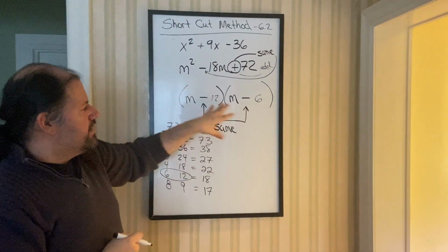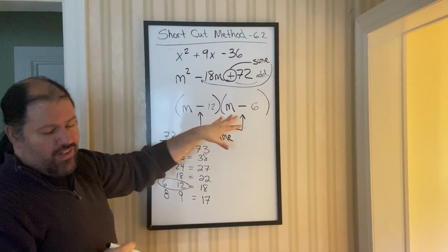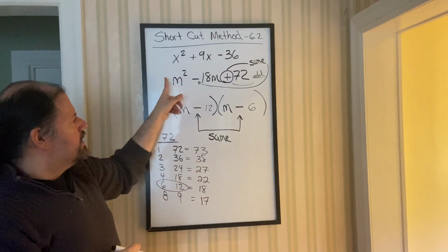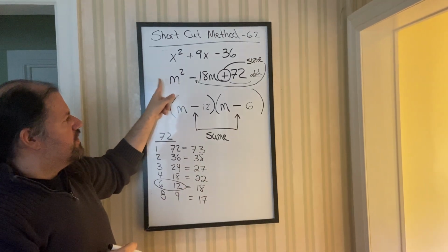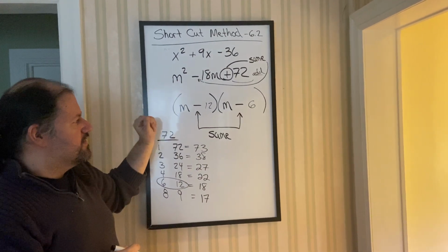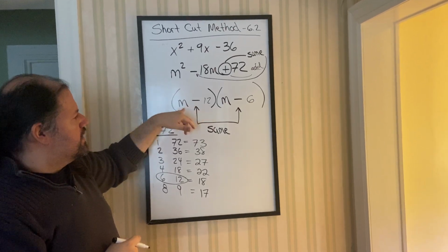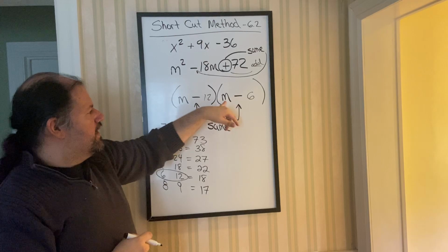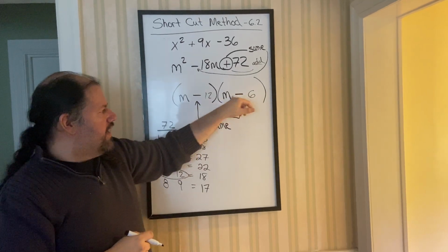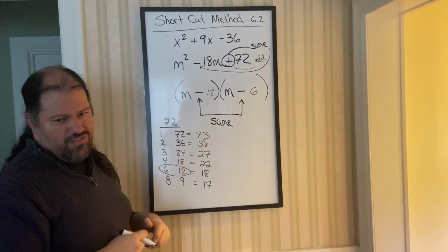If you multiply these two together, maybe did FOIL or did a rectangle, you'll get your original answer of m squared minus 18m plus 72. That's always a way to double check. But for our answer, it's going to be m minus 12, m minus 6. Or you can have m minus 6 first, then m minus 12. That's it.